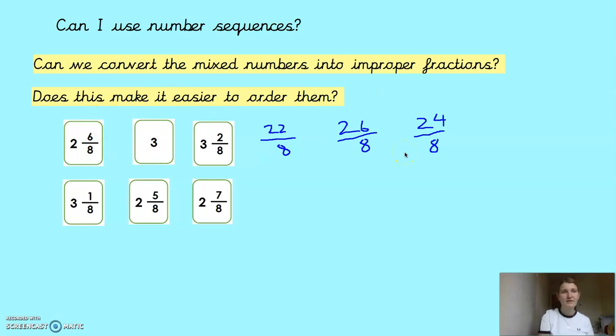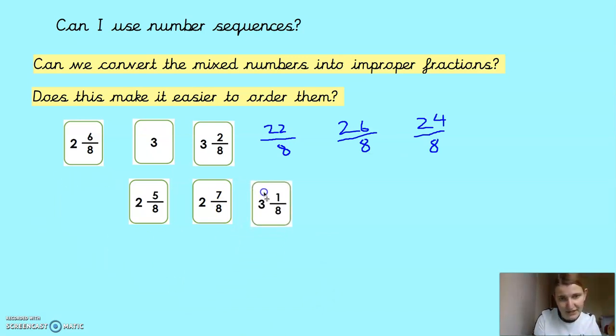Again, why don't you have a go at that bottom one for me? Pause me and see if you can work it out. All right. So that one, just from looking, I think it was going up by 2 8s each time. So to get it in the right order, it would be this way.